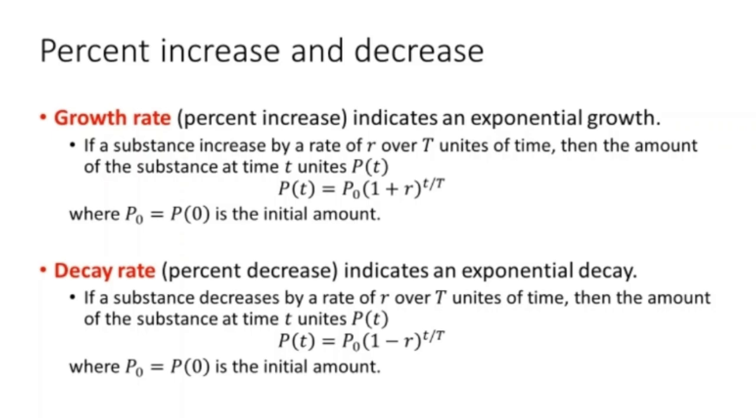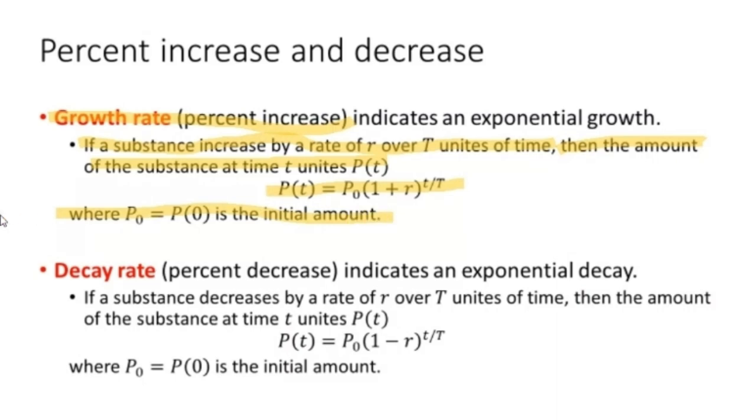If we're told that our substance is increasing by a percentage, that percent increase is referred to as a growth rate. And as we know, that would indicate an exponential growth. Suppose a substance increases by a rate r over T units of time. Then the amount of the substance at time t units, which we're going to denote as P of t, can be modeled using P of t equals P sub 0 times 1 plus r raised to the t over T, where P sub 0 we know is the initial amount of the substance.